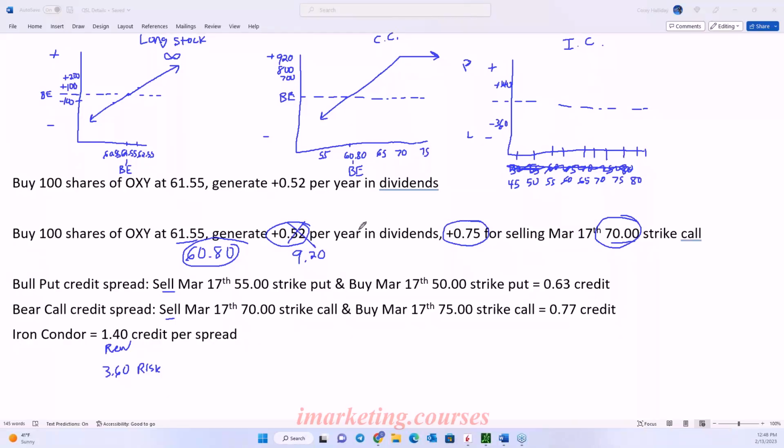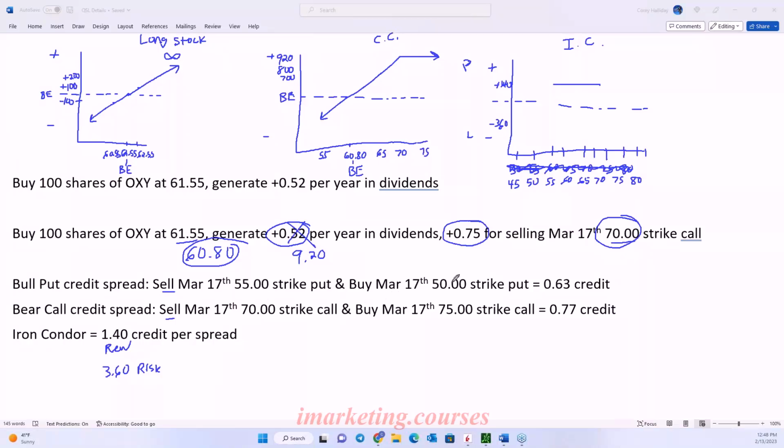So if we do it like this, between 55 and 70 is max gain at 140 bucks. So if I find 55 per share and I find 70 per share and I go up at 140 gain, you'll see a flat bar right there. That is max gain, $140 between 55 to 70.